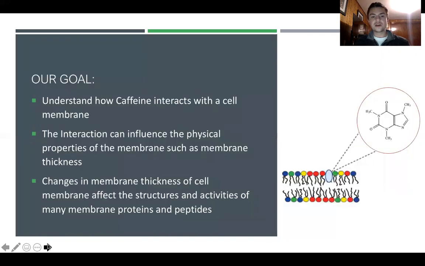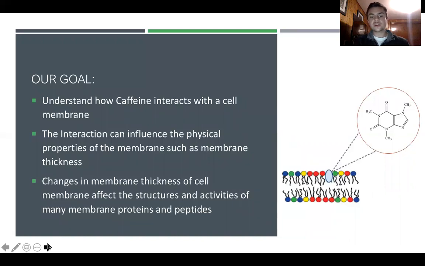So our goal was to understand how caffeine interacts with our cell membranes. We know that as a normal individual, we take caffeine and we get a sense of wakefulness, but we usually don't have a full understanding of how caffeine interacts with our biology. There has been published literature that suggests that caffeine can influence the physical properties of our cell membranes. But in specific, our research looked at how caffeine can affect the thickness of our cell membranes.